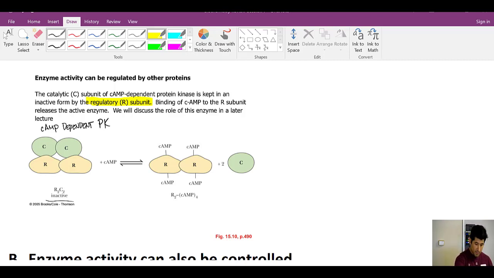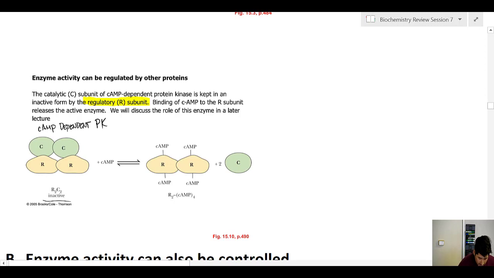All right. So check this out. These regulatory subunits are going to have cyclic AMP covalently attached to them. And once cyclic AMP is attached to them, what have we just done? We've kicked off the regulatory subunits, and that's important. Once we've kicked off those regulatory subunits, what have we now made? The active form of the enzyme. We have two catalytic subunits that are good to go.